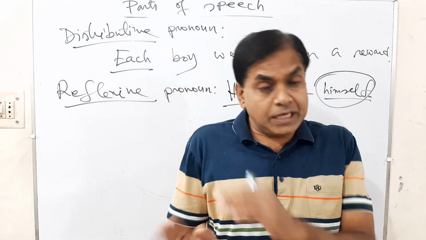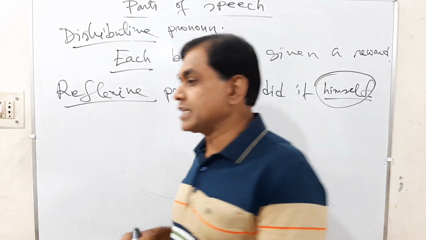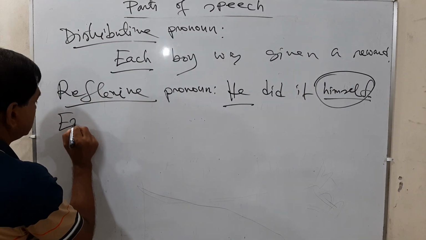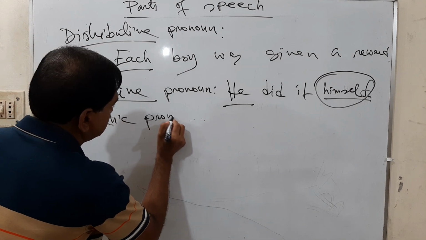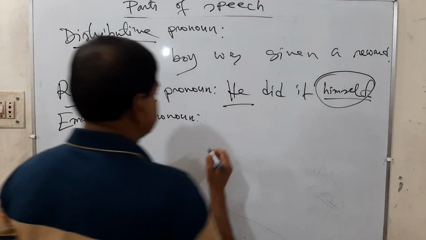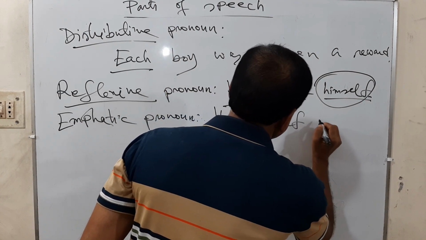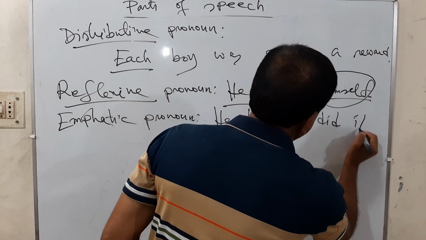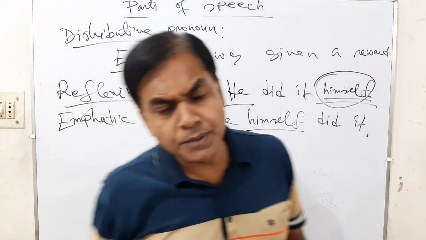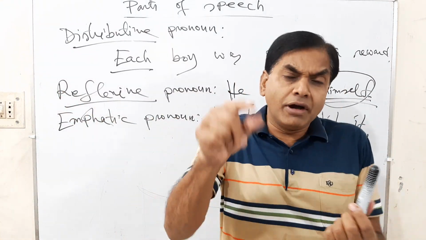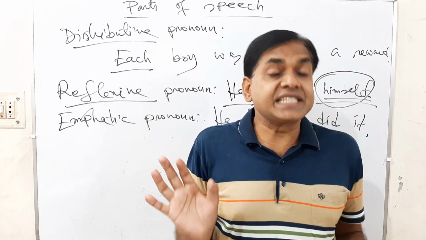But when the reflexive pronoun will take place after the subject, we call it emphatic pronoun. Look at it. Emphatic pronoun. That is, he himself did it. Yes, the reflexive pronoun will be used as emphatic pronoun. The reflexive pronoun will be used as the emphatic pronoun when it will take place after the subject of a sentence. Am I right?